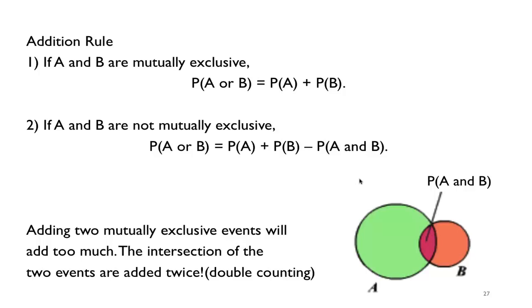So here's the reason why. Here's A and here's B, and A and B are not mutually exclusive, which means that they have something in common. To find the probability of A or B, you have to add A and B. But notice that if you add A and B, you're adding this intersection, this purple area here, twice. That's why you have to subtract P of A and B: when you add them, you add in this part twice. You've got to subtract one of them out so that you're not double counting.